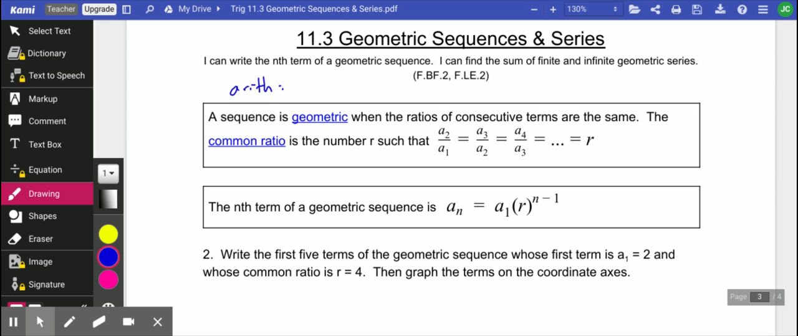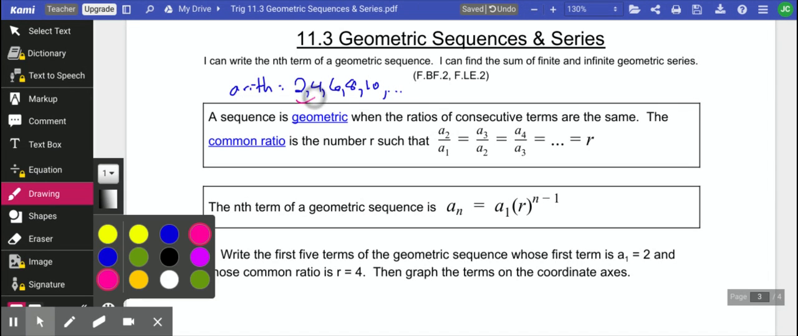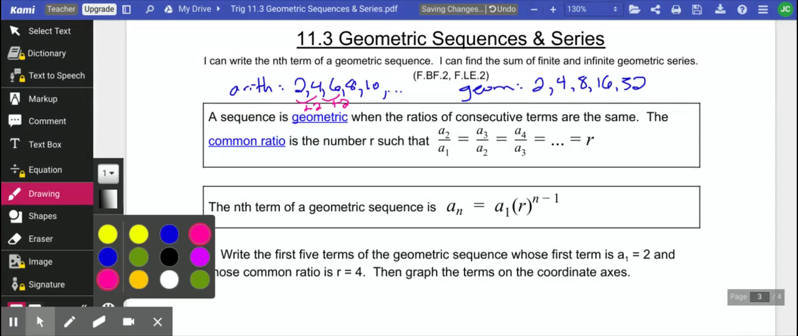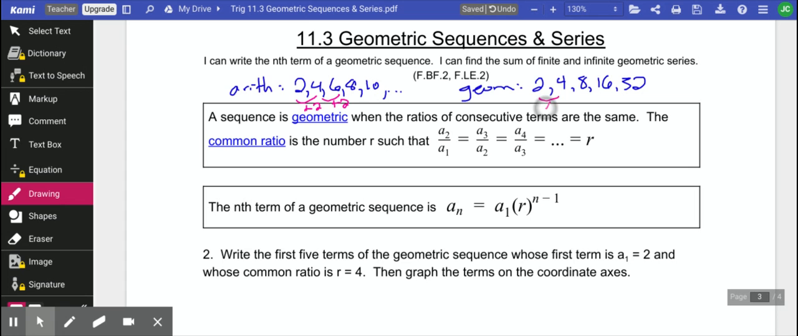Now, what this means is, remember, in arithmetic sequences, we were adding a number over and over again. So maybe we did 2, 4, 6, 8, 10, where we were adding or subtracting a number over and over. Geometric sequences, we are multiplying by a number over and over. So maybe 2, 4, 8, 16, 32. So we have this common ratio that we're multiplying by.